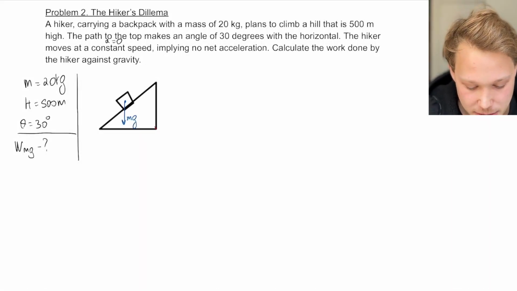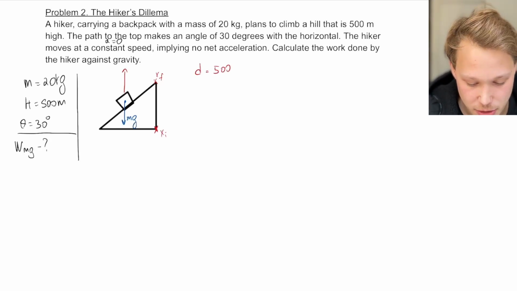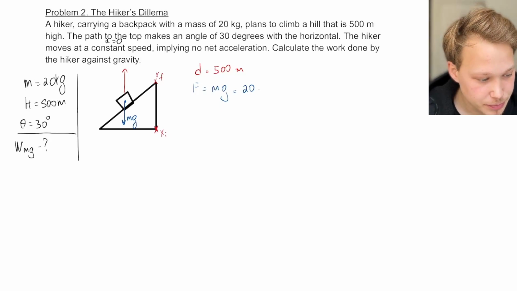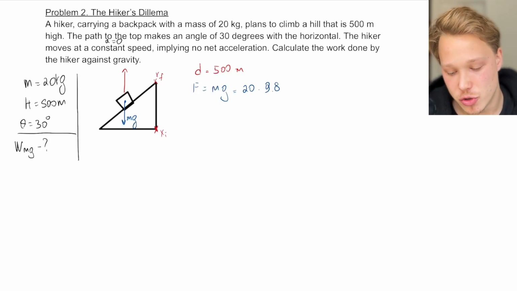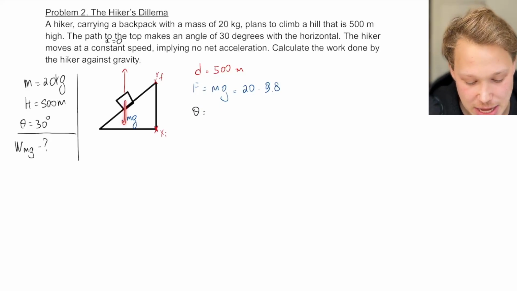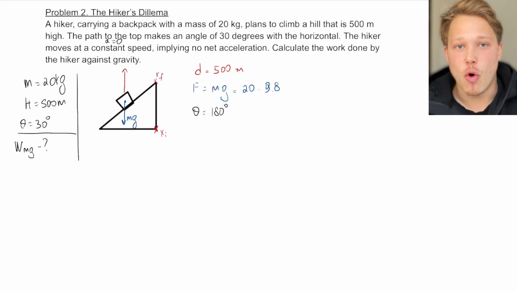Right, or the displacement, so he starts here and ends here, so the displacement is in the upward direction. The displacement here is equal to 500 meters, and the force is equal to mg, or 20 times 9.8. Now, what about the angle between those two? If the mg is down and the displacement is up, the angle between these two is going to be 180.